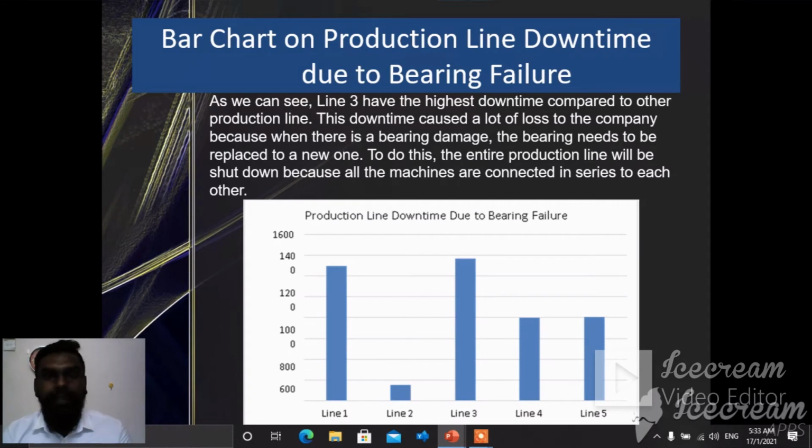Okay, next is the bar chart on production line downtime due to bearing failure. You can see that line 3 has the highest downtime compared to the other production lines. The downtime caused a lot of loss to the company because of the bearing damage. The bearing needs to be replaced with a new one. To do this, the entire production line will be shut down because all the machines are connected in series to each other.